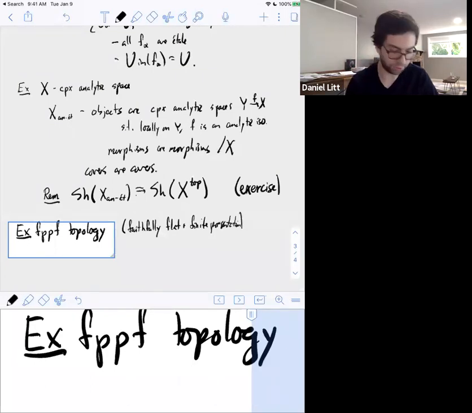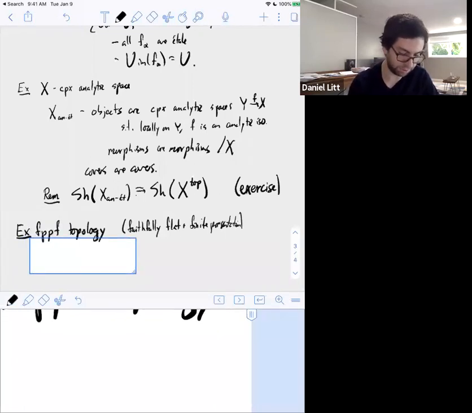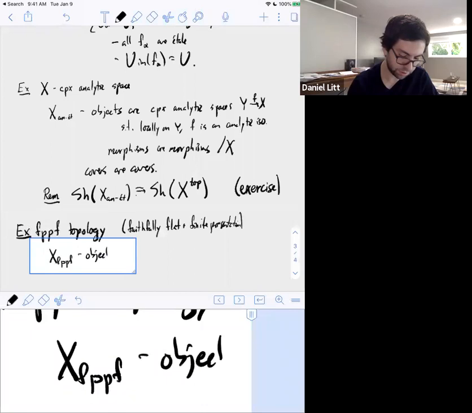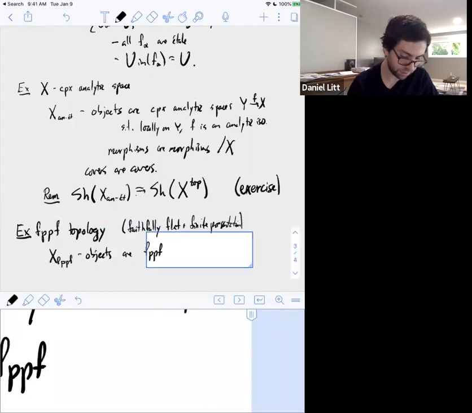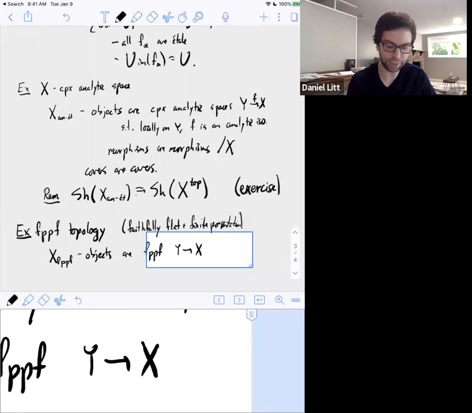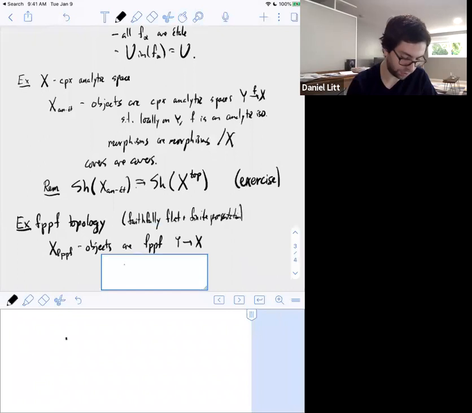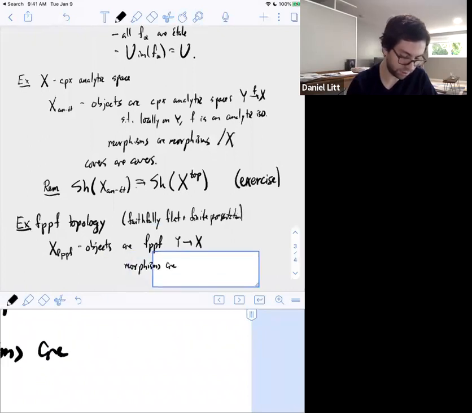And so what is this? Again, there's a big and a small site. Let me just define the small site. So X Fppf. The objects are Fppf morphisms Y to X. So again, this just means faithfully flat and finite presentation. Morphisms are morphisms over X.